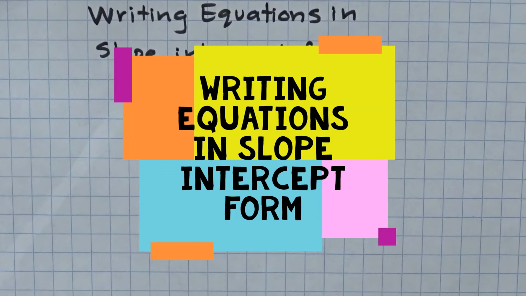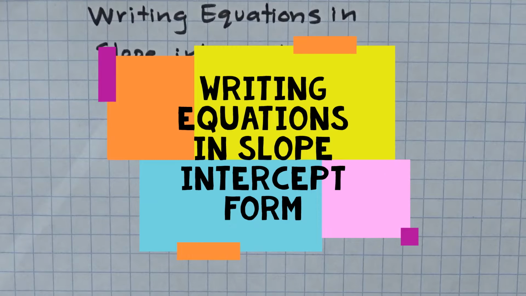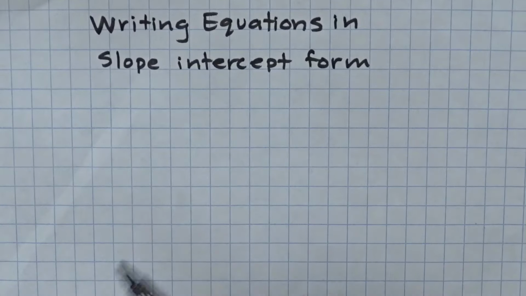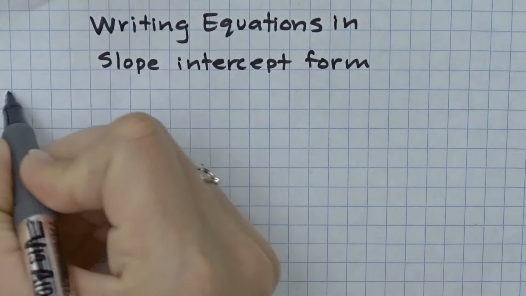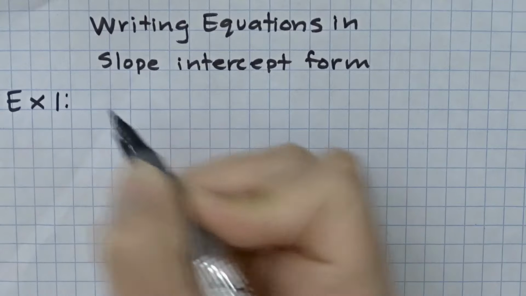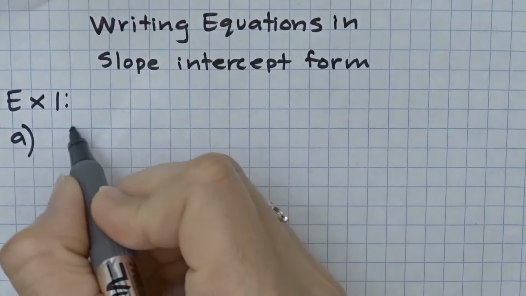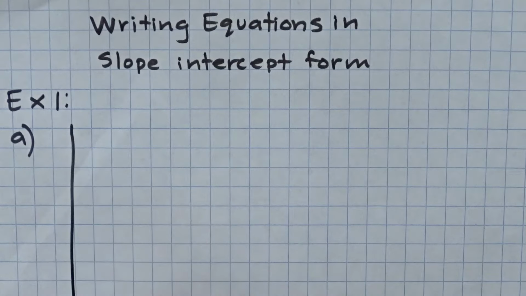Right, so today we're going to be writing equations in slope-intercept form. So now we're going to have the graph of the line, and we're going to have to write out what equation it was before it was graphed. So for A, I'm just going to give the 2 points, and then you can just connect them and make this straight line.